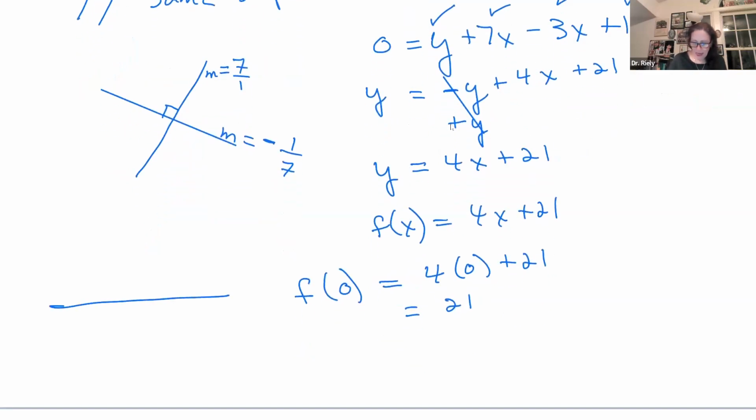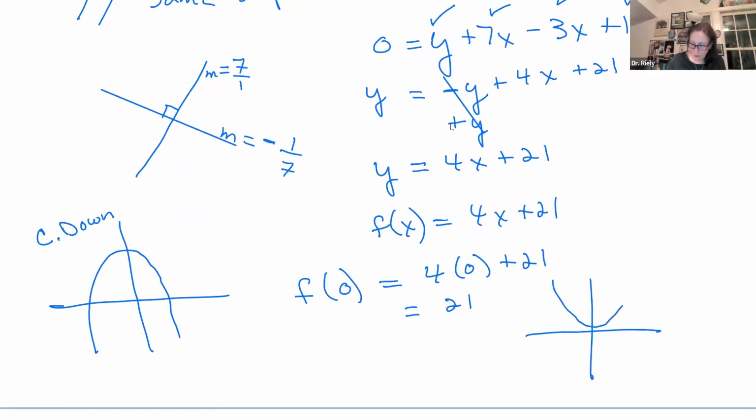Concave up, concave down. This function is everywhere concave down. This function is everywhere concave up. If you think about up looking like this, it's concave up.